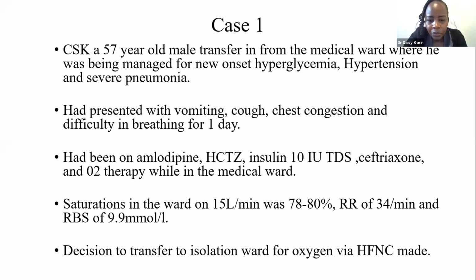So the saturations in the ward was at 15 liters per minute and was saturating at 78 to 80 with a respiratory rate of 34. And the random blood sugar done at that time was 9.9 millimoles per liter. So a decision to take a COVID sample was made, and the patient was transferred to isolation soon thereafter.